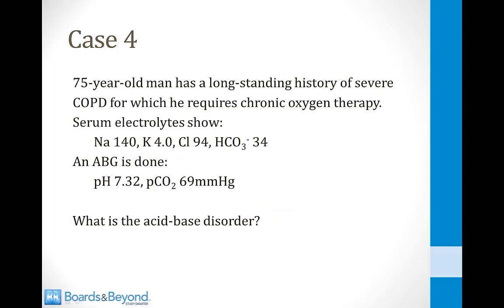The next case is a 75-year-old man who has long-standing history of severe COPD for which he requires chronic oxygen therapy. Serum electrolytes show a sodium of 140, a potassium of 4, a chloride of 94, and a bicarb of 34. An arterial blood gas is done and the pH is 7.32 and the PCO2 is 69. What is the acid-base disorder?